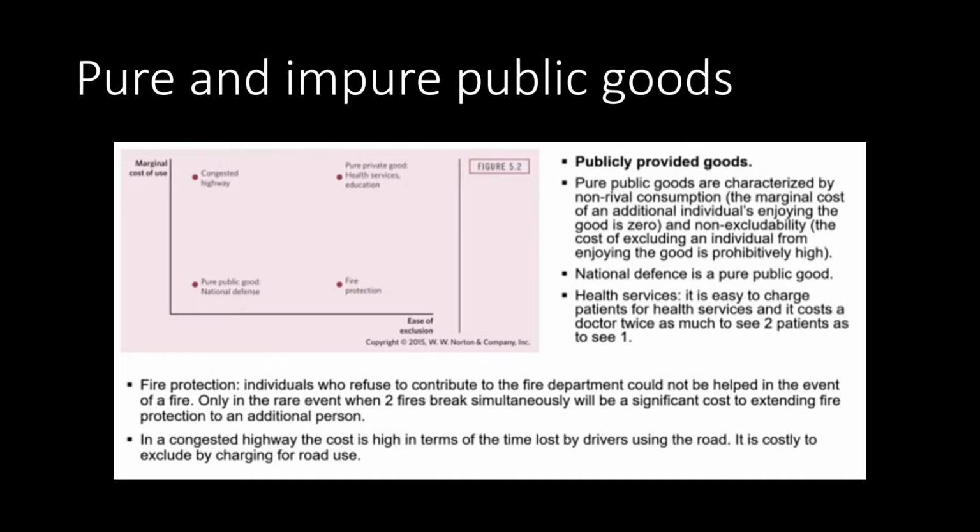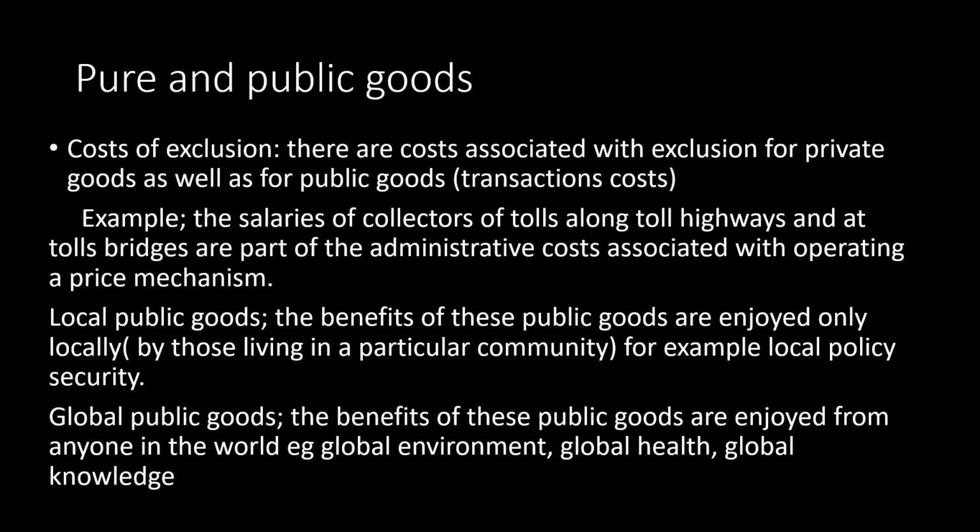Then we have a congested highway, where the cost is high in terms of the time lost by drivers using the road. It is costly to exclude by charging for road use. So we have pure and impure public goods. Continuation. Then we talk about the cost of exclusion.